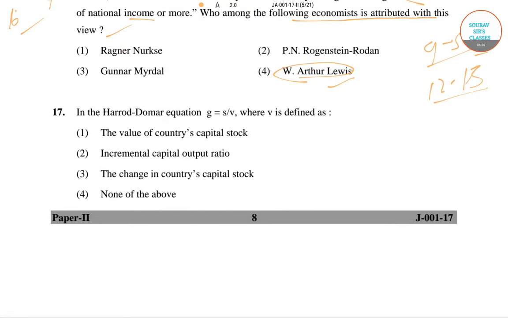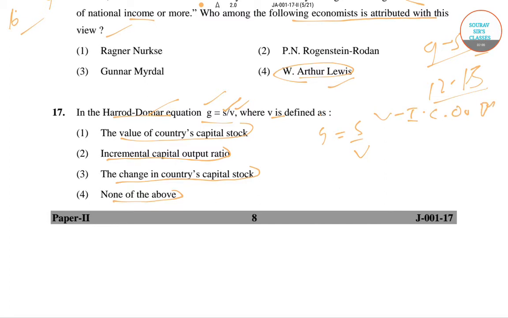Now we'll come to the last question of this video. In the Harrod-Domar equation G equals S by V, V is defined as: the value of country's capital stock, incremental capital output ratio, the changing country's capital stock, and none of the above. In the Harrod-Domar model equation G equals S by V, G is the growth rate, S is the saving ratio, and V is the incremental capital output ratio. So by this logic, for question number 17 the right answer is option 2.